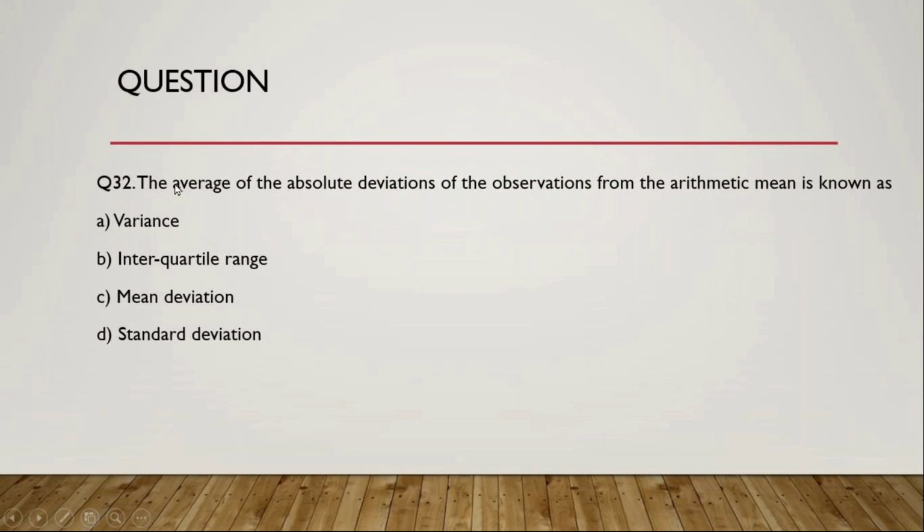So the question is, the average of the absolute deviation of the observation from the arithmetic mean is known as option A variance, option B interquartile range, option C mean deviation, option D standard deviation. Answer: C, mean deviation.